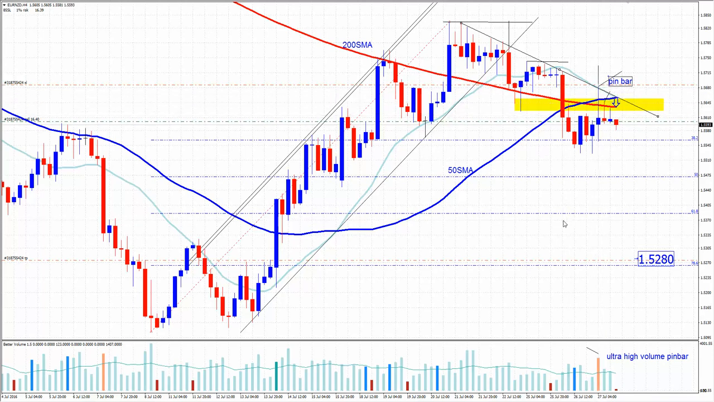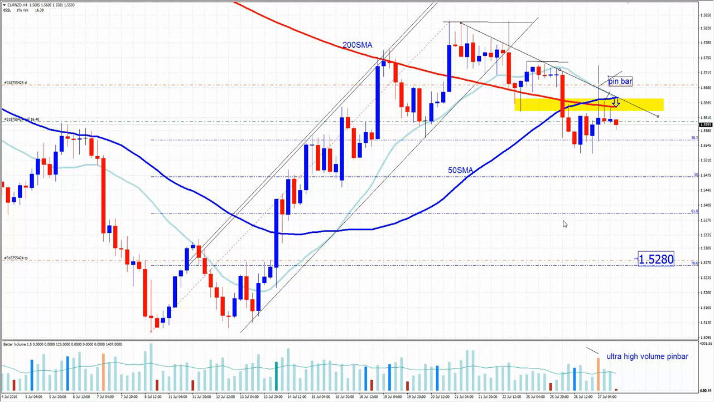So you have a lot of resistance there. You have in the background already a broken upward channel, which makes this a very powerful setup. Of course, nothing is 100% sure in forex, but this is a high probability setup. I call this a high probability setup.